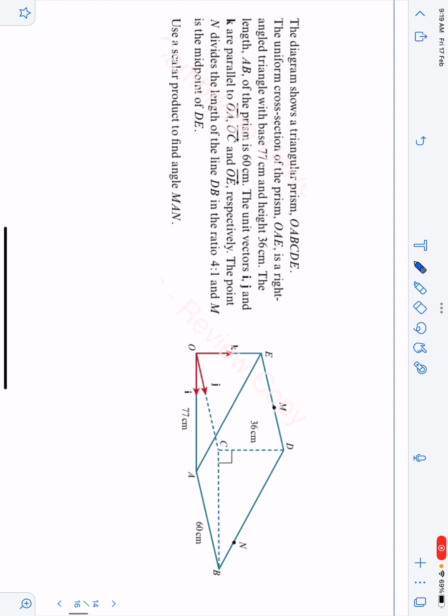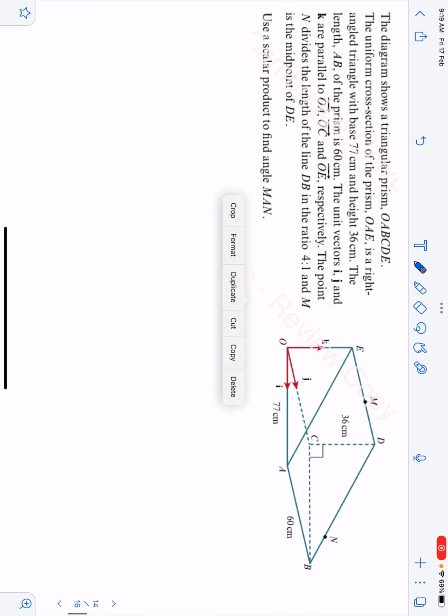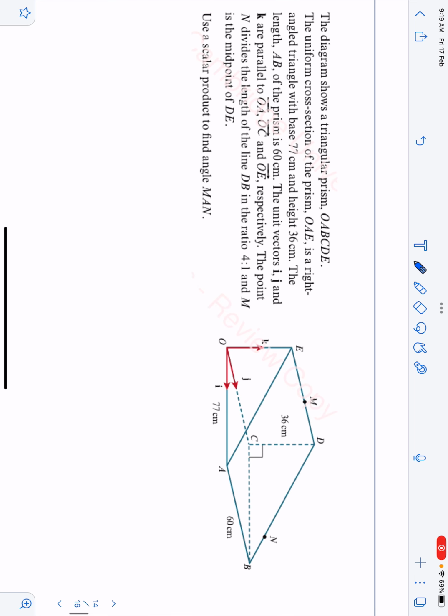Now we have to do this question. The diagram shows a triangular prism OABCDE with uniform cross section. This is the cross section of the prism, because the cross section of the prism is a triangle in this case. The base and the top are exactly the same, and the lateral surfaces are rectangular. The cross section OAE is a right angle triangle with base 77 and height 36. So this is 77, this is 36, which is mentioned here in the diagram.